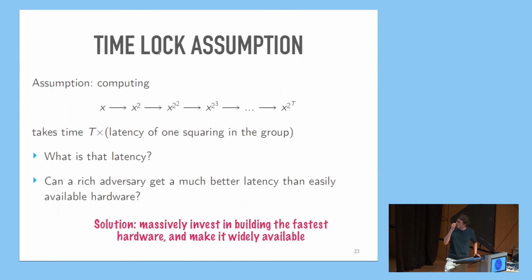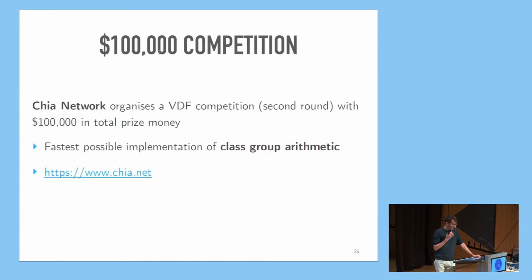So the best way to test this assumption that someone very rich cannot do better is to throw a lot of money at it and see what people can do with it. And the best way to have a lot of money thrown at your problem is to get blockchain people interested. And this is what's happening. So starting with Chia, the Chia network is organizing a VDF competition whose goal is to implement the fastest possible class group arithmetic. They are currently running the second round with a total prize money of $100,000. And you can find more information at this web page.